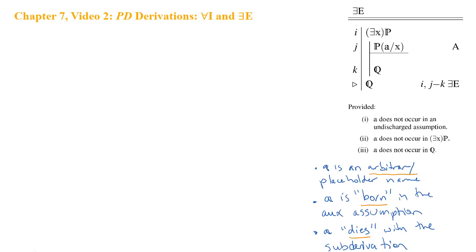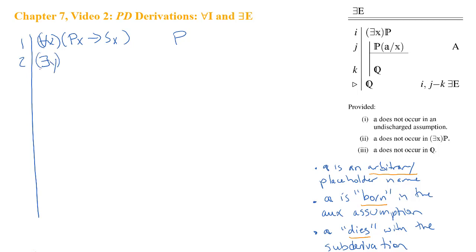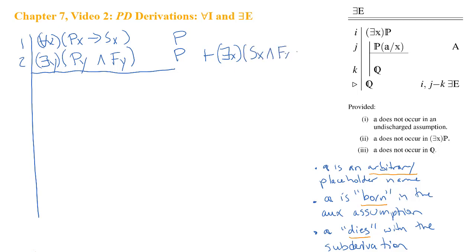Okay, so symbolically we might set up those two premises as primary assumptions in the following way. All x, px then sx, like we've seen before, for all philosophers are strange, and then some, and I'll just use y here for the sake of variety, some y, py and fy for some philosophers are frightening, or there's at least one thing that is both a philosopher and frightening. Those would be our two primary assumptions. The goal here is to get to some x, sx and fx. Some strange people are frightening. Let's put that down as our goal formula.